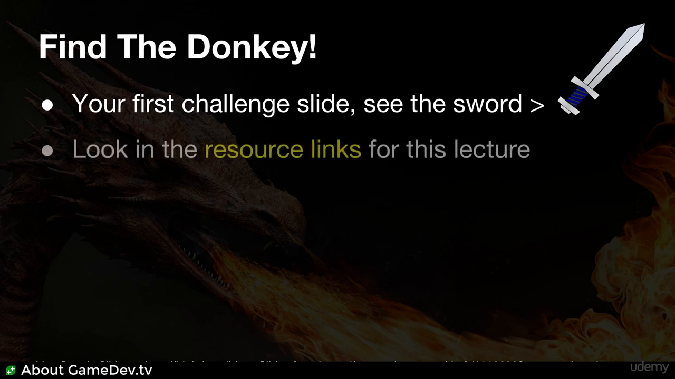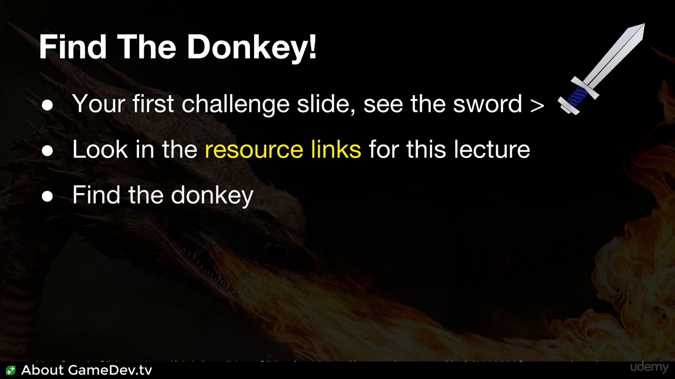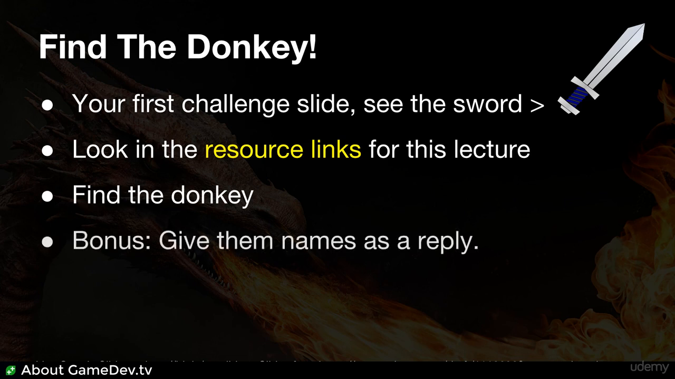So what I want you to do is look in the resource links for this lecture, find them below the video or associated to the video. In there, there's one labeled donkey. So just go click on that donkey. It should take you right over to the post that I just showed you with a picture of a donkey. And as a bonus, you can give the two donkeys in the photos names as a reply. That would require you to sign up for the community site, which is entirely optional. You don't have to do that.